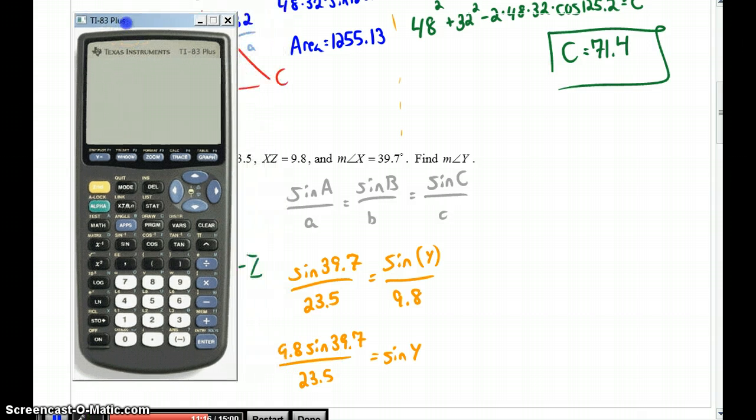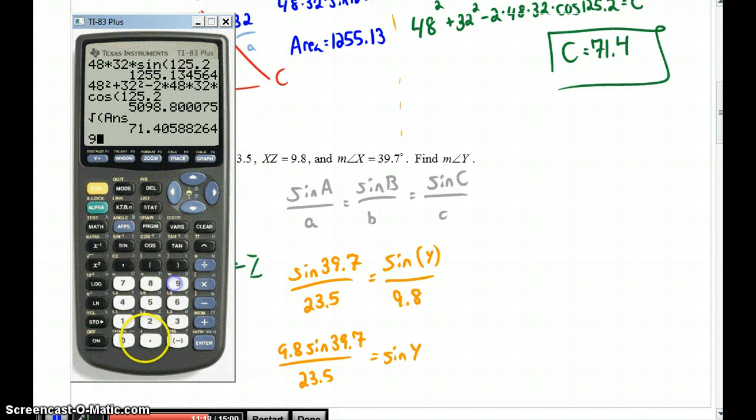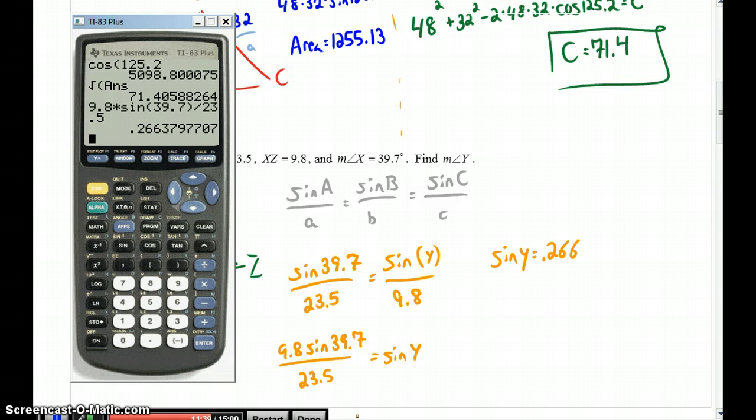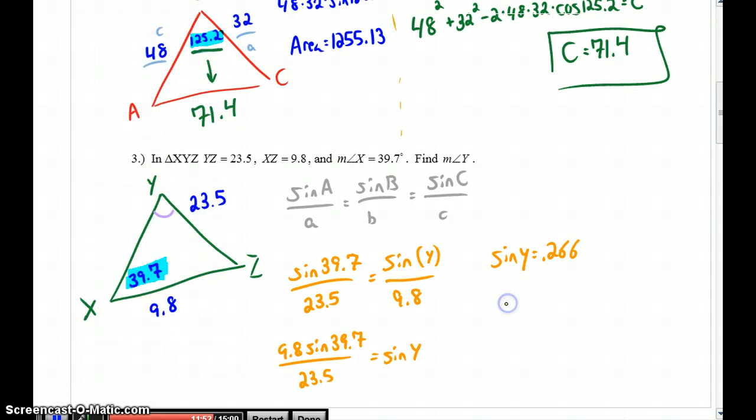Plugging that in, 9.8 times the sine of 39.7 divided by 23.5 gets you 0.266. So sine of y is about 0.266. But it doesn't say find the sine of angle y. It says find actually what angle y is. So we can say inverse sine of the 0.266, and that should get us our angle, 15.44 degrees.